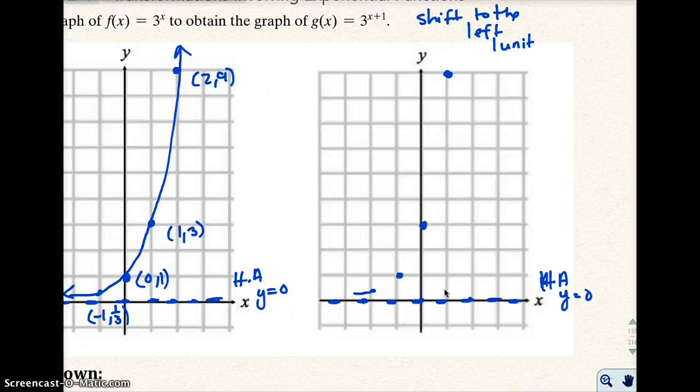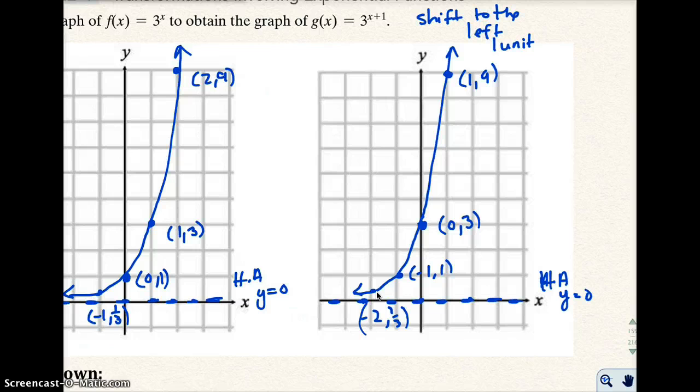Trying to draw on the iPad. If I get, oh, there we go. Get that point there. This would be 1, 9. This would be 0, 3. This would be negative 1, 1. And then I just had a couple points there. This would be what? Negative 2 and a third.